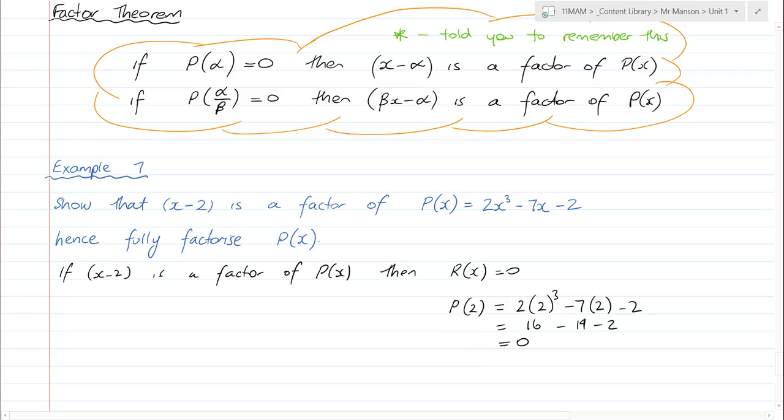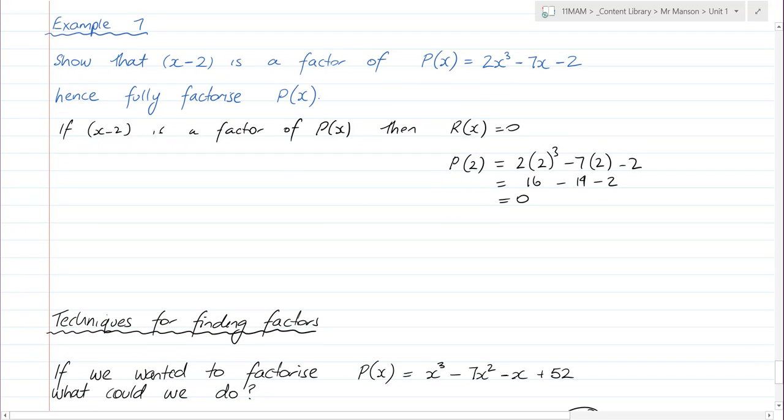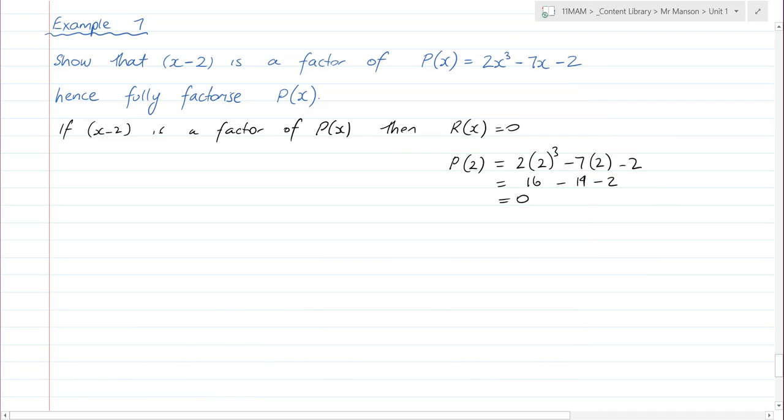I'm going to shoot down now and just do that factorisation. And I might do it by just revising the division of polynomials idea with you. So now that I know that this is a factor, all I need to do is divide my original cubic by that. So I get x minus 2 dividing 2x cubed, there is no quadratic term, so plus 0x squared minus 7x minus 2.